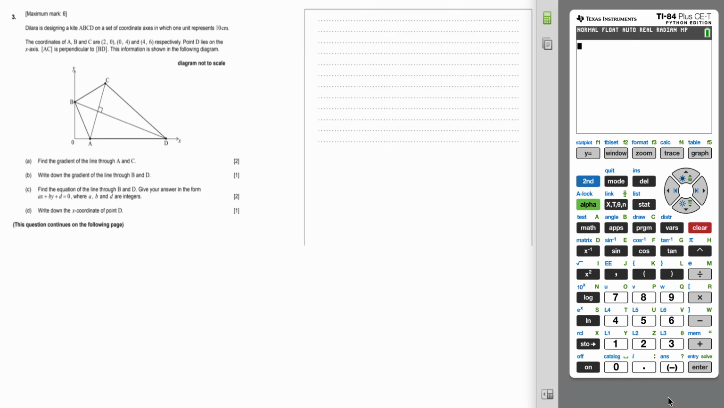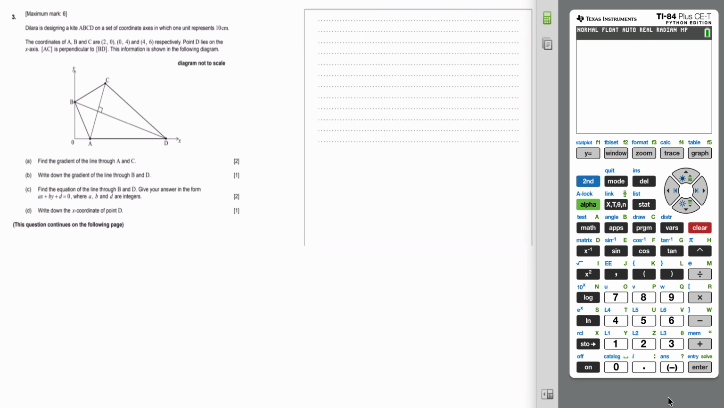So this question tells us that we're designing this kite on a set of coordinate axes. We're told that each unit represents 10 centimeters, and we're told the coordinates of A, B, and C. So we need to find the gradient of the line from A to C. To do that, we need to know the coordinates, and then we're going to use the gradient formula, which is the change in y over change in x.